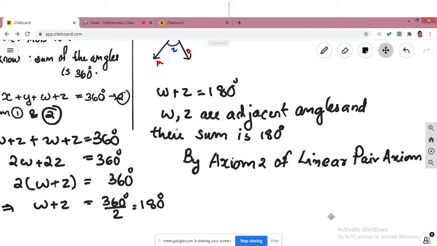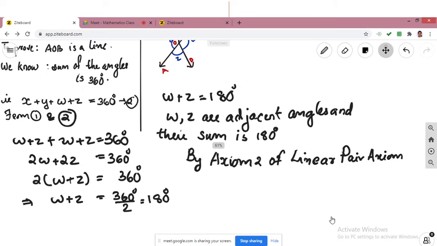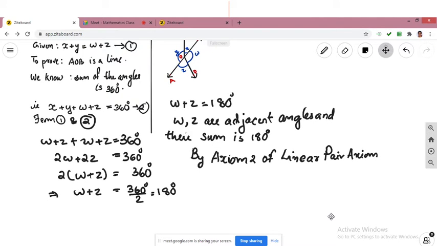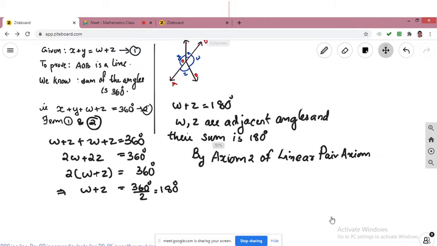So here, which ray is standing on a line? Now look at the figure and tell me. Here we are having two rays. But we got that W plus Z is equal to 180 degrees. So which ray should we consider now? Yeah, ray OD is standing on the line AB and forms two angles Z and W, ma'am.